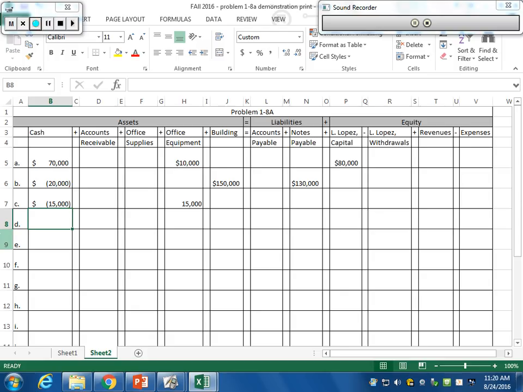So accounts payable is due in 30 days. It doesn't have to be 30 days, but it at least has to be paid within 12 months. So it's short term. One is short term, one is long term. That's called notes payable.